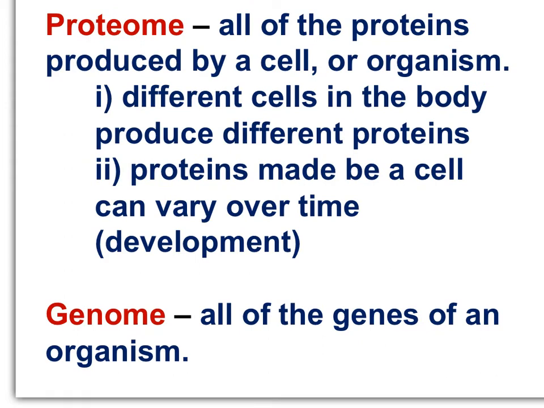Here is some clarification on the term proteome. A proteome are all of the proteins produced by a cell or organism. Different cells in the body produce different proteins. Proteins made by a cell can vary over time. Think of development. And by way of contrast, but something that might bring clarity to the term proteome, here's genome, all of the genes of an organism.